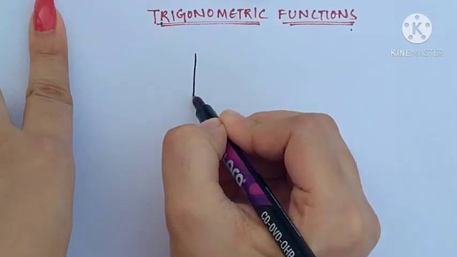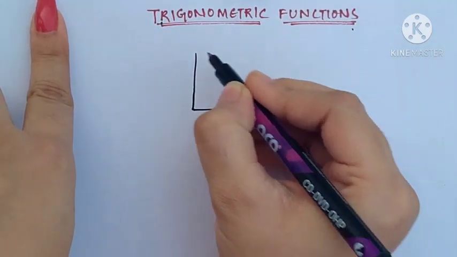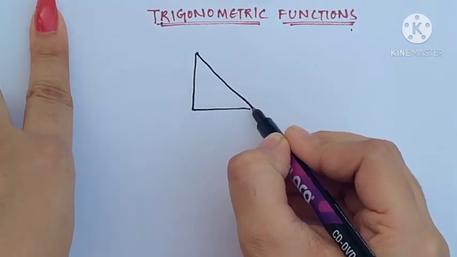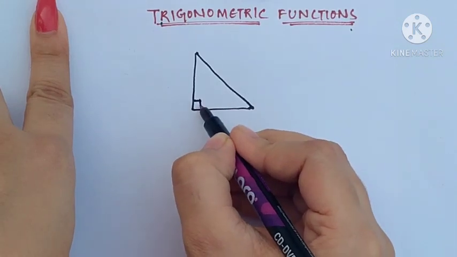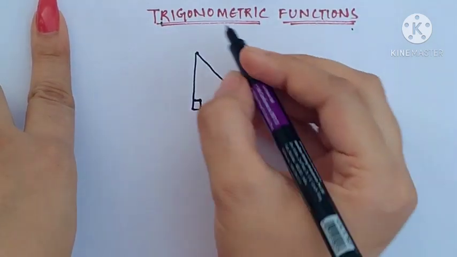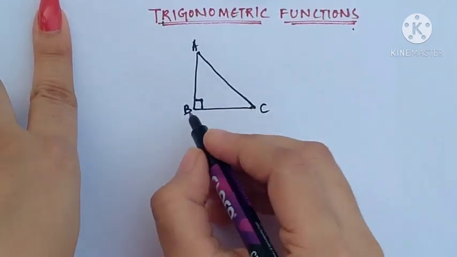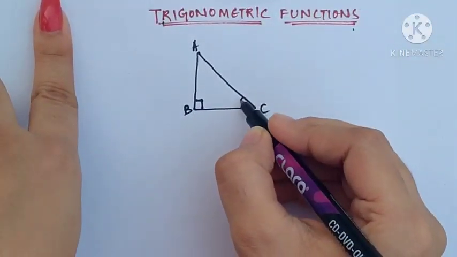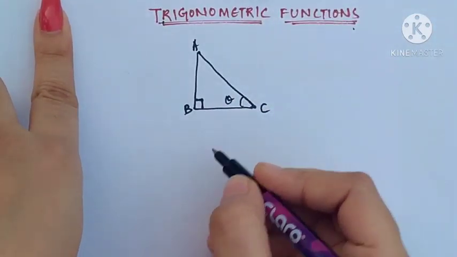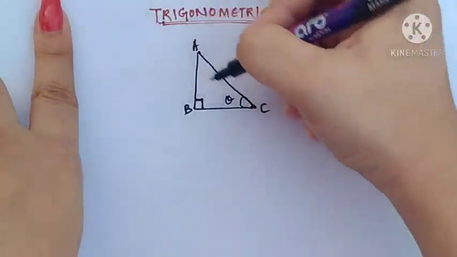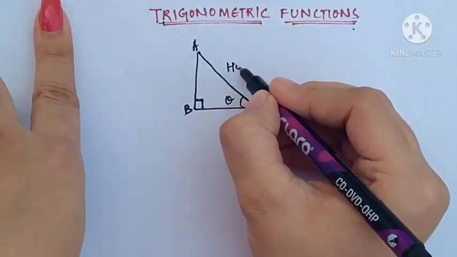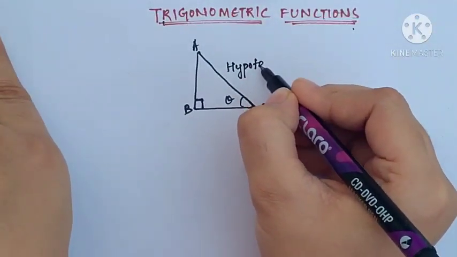So, this is a right angle triangle. This vertex is 90 degrees. Let me take A, B, C and the angle C be theta. So the side AC is known as hypotenuse.